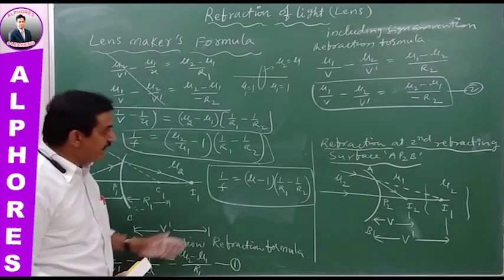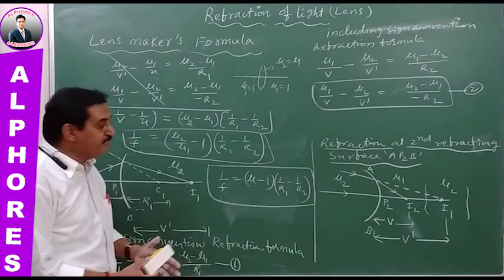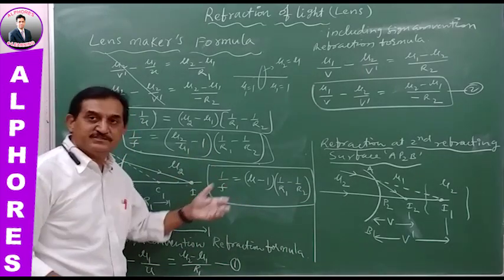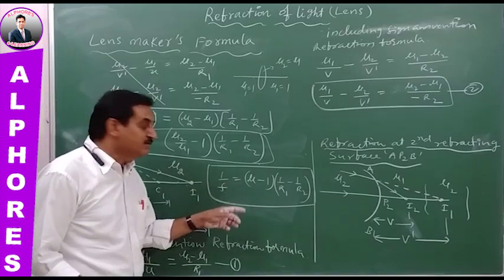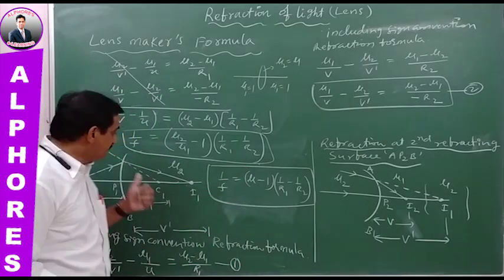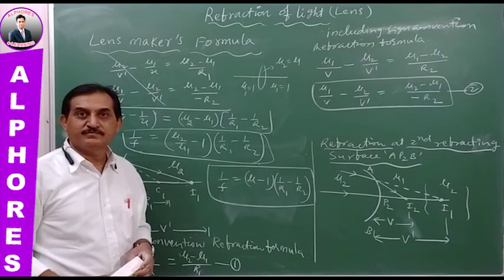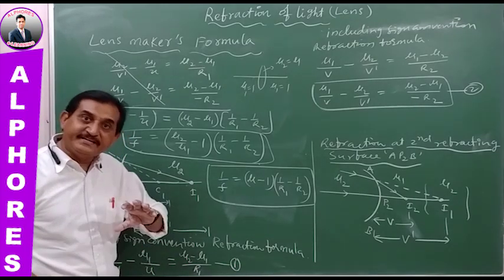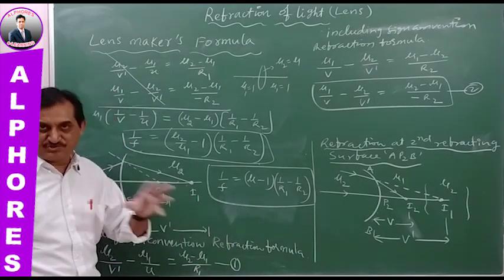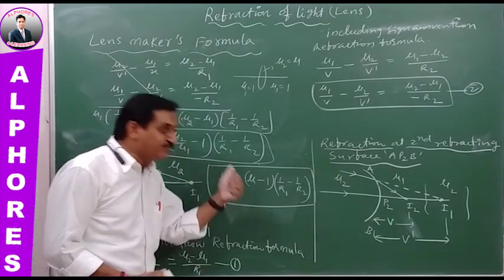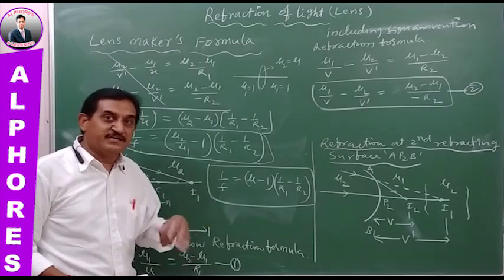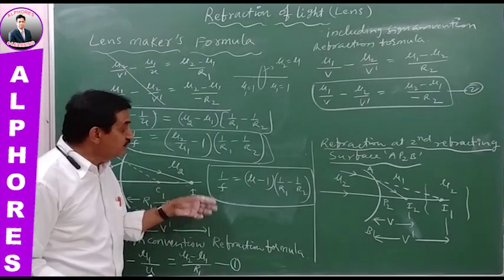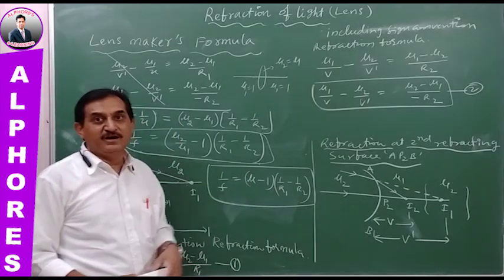By the same refraction formulae, joining them, adding these two equations and simplifying, definitely you will find the same formula as that of the convex lens. Therefore, there is no need for any confusion, because for the lens formula, whether you consider a convex lens or a concave lens, you should find the same formula.